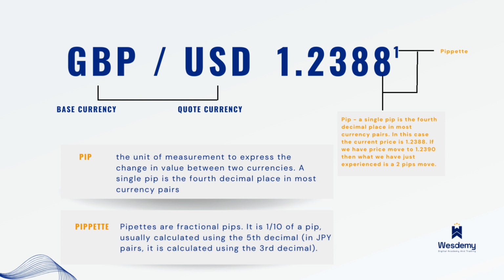So a single pip is the fourth decimal place in most currency pairs, like I said earlier. In this case, the current price is 1.2388. If price moves to 1.2390, then what we have just experienced is a 2 pips move. So now let's dive into the next, which is pips calculation.